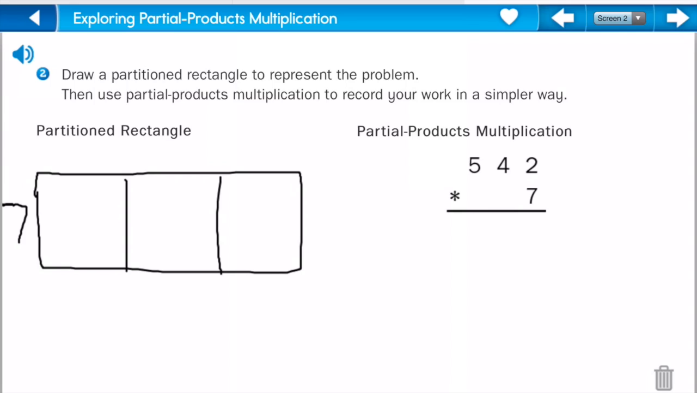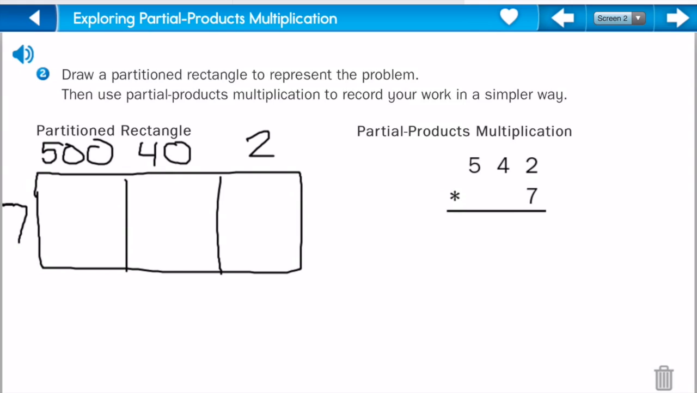How we're going to do that is we know that there are 5 groups of 100 in 542, so I'm going to put 500. Now I have 4 groups of 10s, so I'm going to put 40. And then I have 2 ones left over. Now we're going to multiply. So we might be thinking that 7 times 500 would be a crazy big number. But it's not if we just break it down into a simpler way.